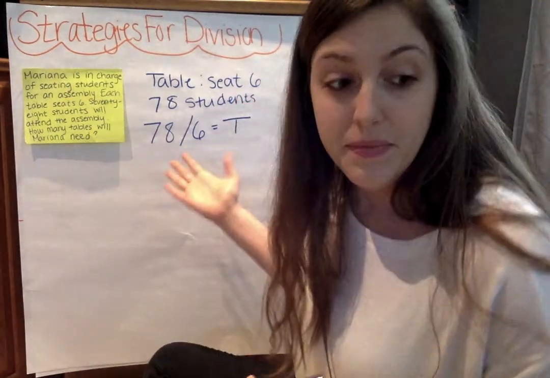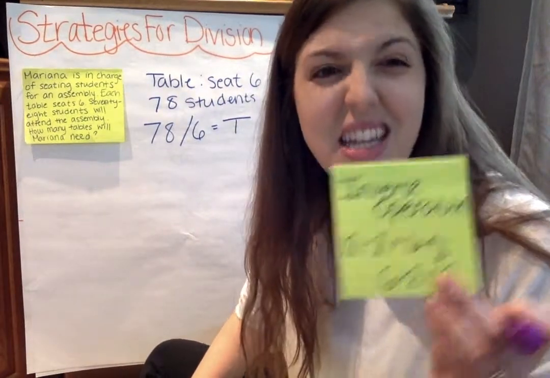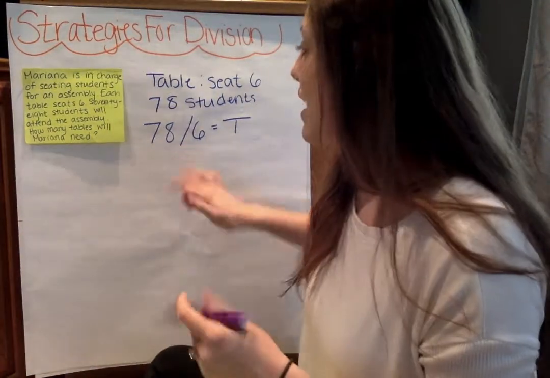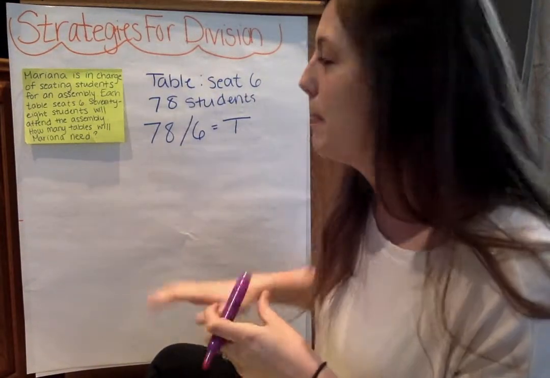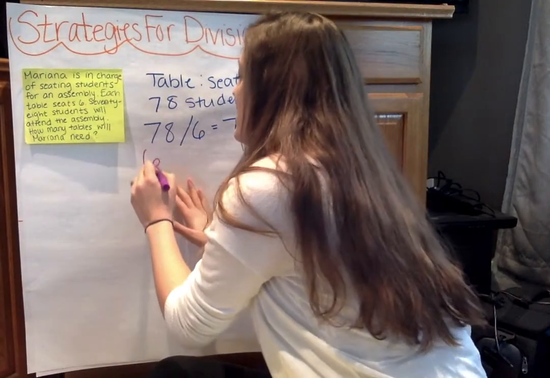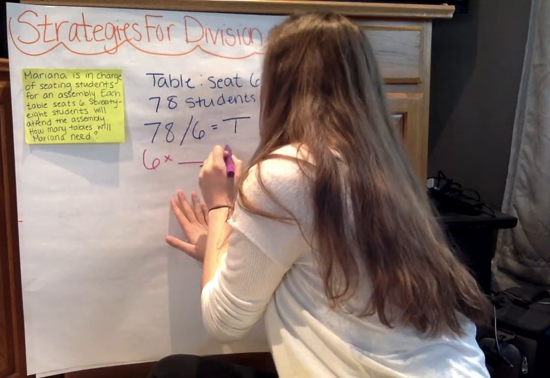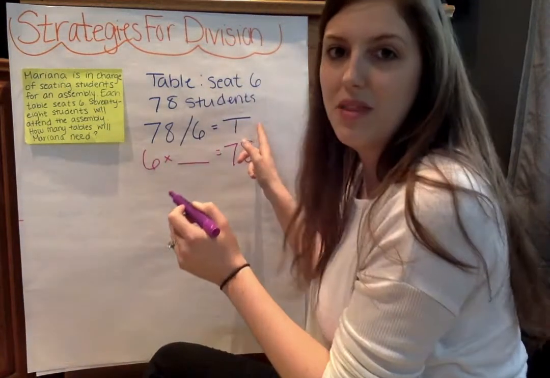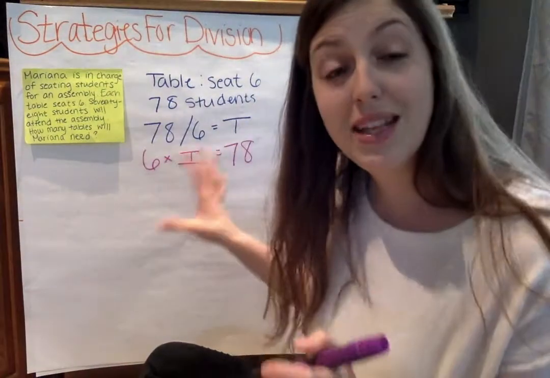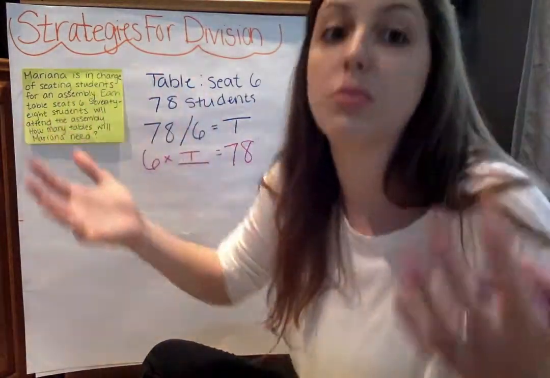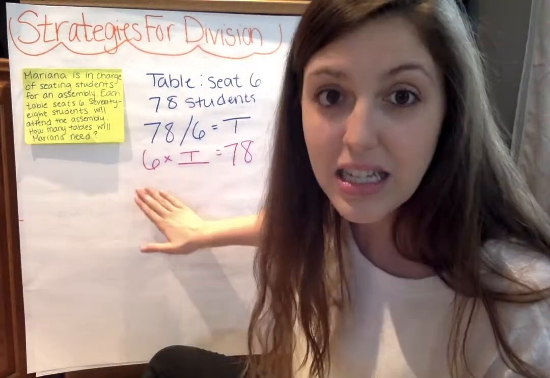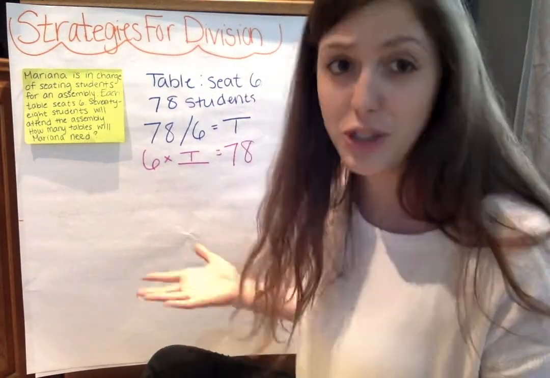To solve the problem, I can use inverse operations, which means I can use multiplication to help me with this division problem. To do that, I'm going to reword it with multiplication. 78 divided by 6 is the same as saying 6 times something is going to equal 78. My something right now is T, but I need to figure out what that something is. To help me, I can use my knowledge of multiples and skip counting. I'm going to skip count by 6s until I get to 78. Do it with me. Ready?